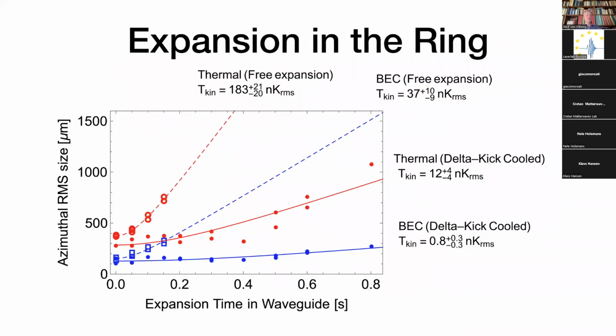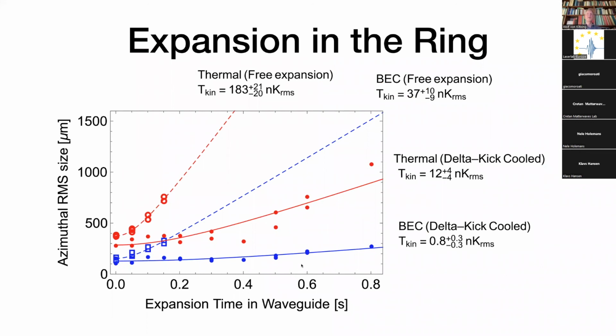And then I can try to collimate the beam. So the dashed lines here: the red dashed line is the thermal part freely expanding, and the blue dashed line is the Bose condensate freely expanding in the ring. You can see it expands relatively quickly. Then I can try to collimate it.